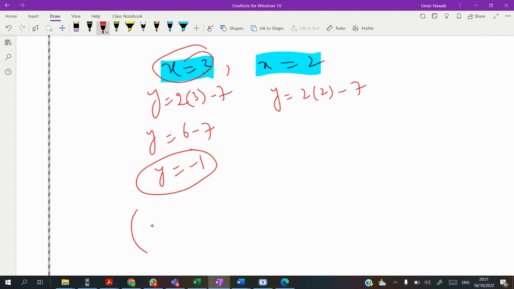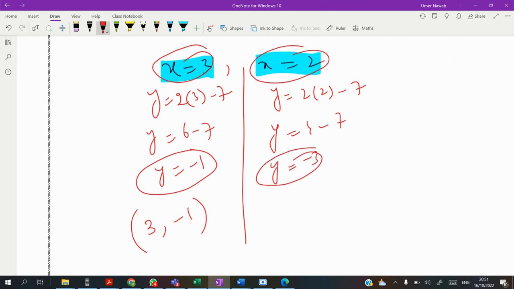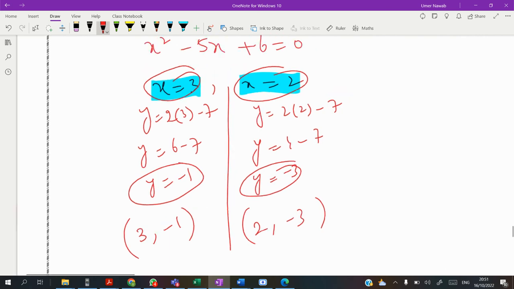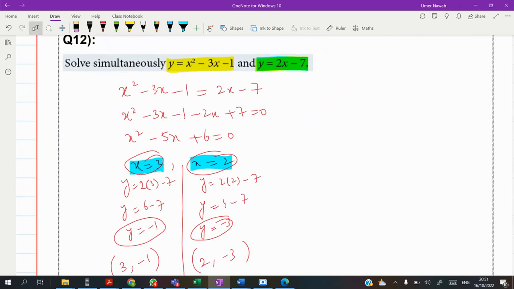So the first solution is bracket 3 comma minus 1. So this is the x coordinate and this is the y coordinate. Next, y is equal to 4 minus 7, y gives you minus 3. So I'm going to use this x and y to write a complete point. X coordinate 2 and y is minus 3. Graphically, it tells me there is a parabola and there is a line. So this is the line and this is a parabola.